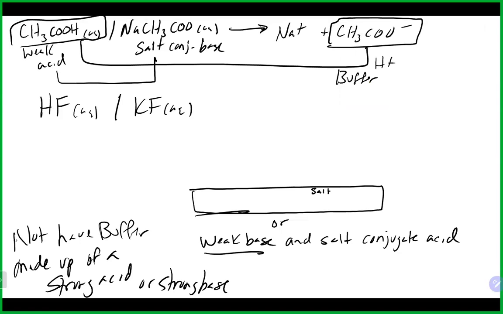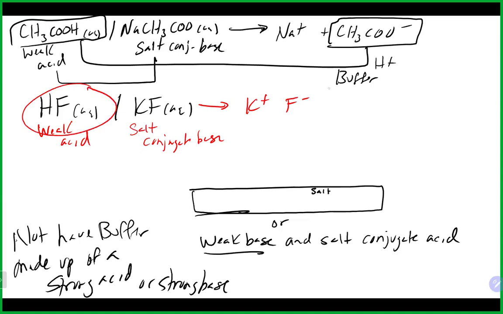HF is what type of acid? HF is a weak acid, as it's not one of those 6, so I know it's a weak acid. And KF is really the salt of its conjugate base. The KF is an ionic compound, which means it's going to break apart in solution. And it is actually, in this case, the HF and the F minus difference there. That is the buffer in this case.